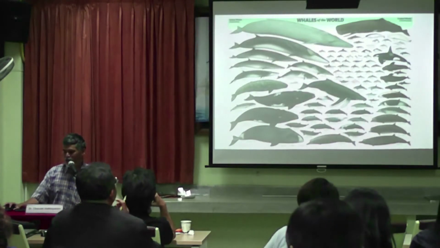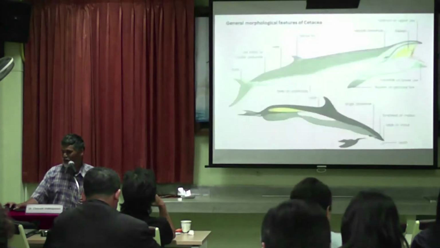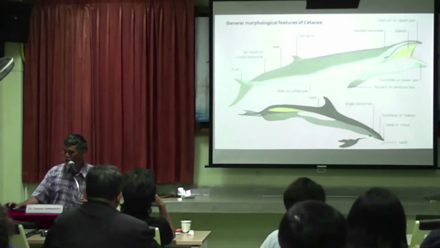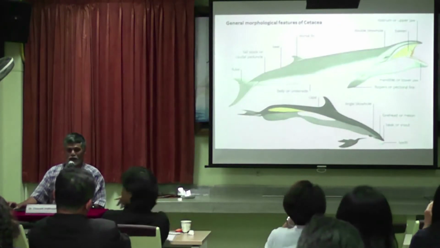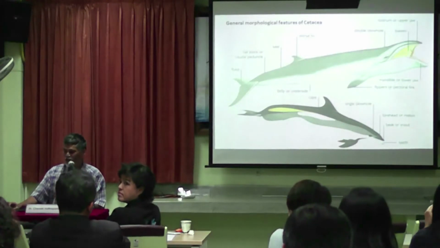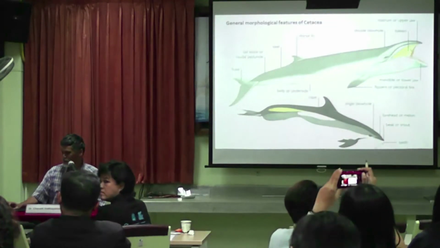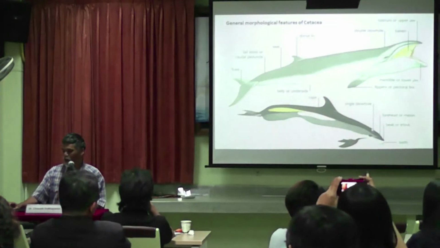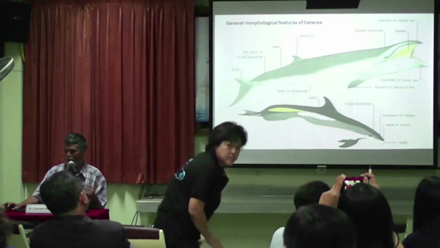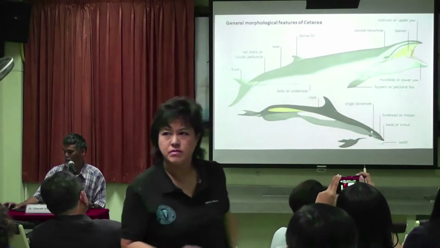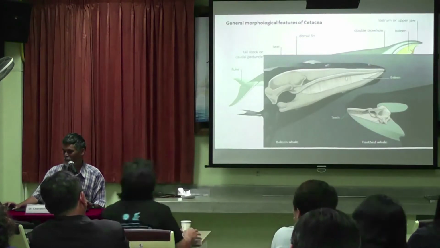So, Dr. Natrika mentioned already what the baleen whale and the toothed whale are. Whales and dolphins can be identified by several anatomical and morphological features, like their fin, their fluke, and also their head and teeth, including the blowhole. The blowhole in baleen whales is double, or two, and in toothed whales there is only one.